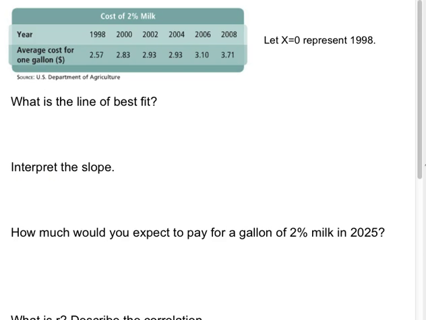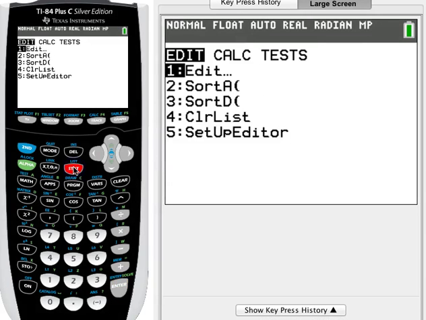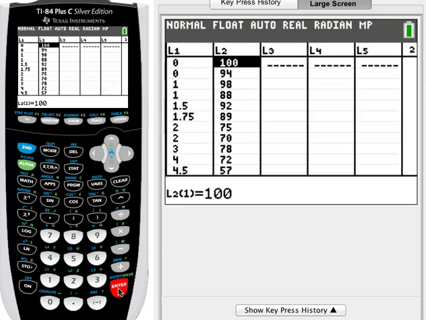Now, there's one more that I want to talk about just to make sure we're getting in these good habits. So here, once again, we have this prompt. Let x equals 0 represent 1998. All right, so if this is 0, this would be 2, 4, 6, 8, 10, so on and so forth, okay? So make sure that when you're inputting your data this time, they're using those values. So go back to the calculator, go into your list, and now let's put in this final set of data.